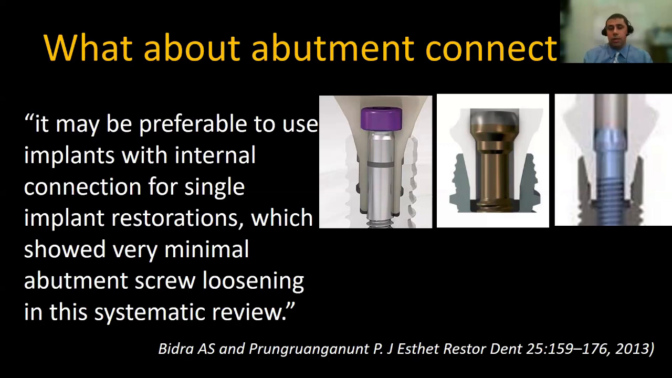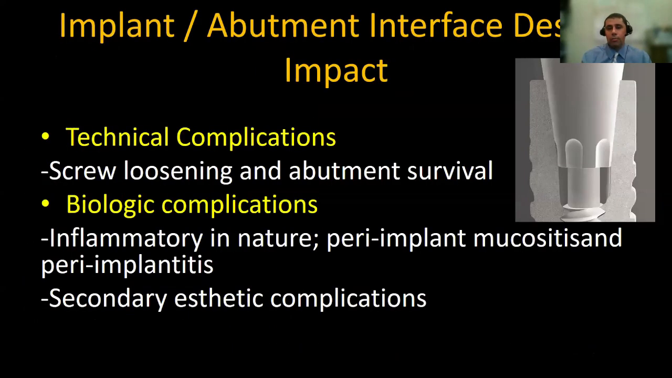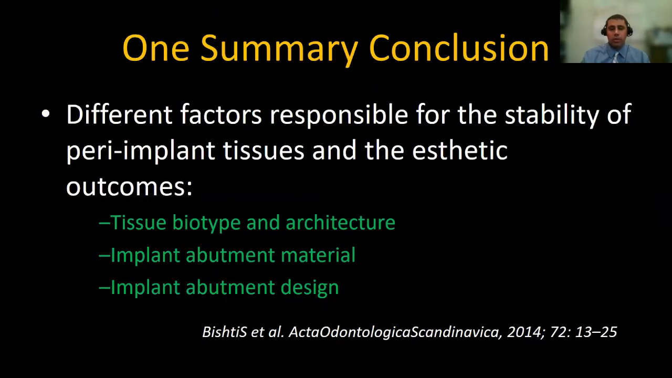Also, something to consider would be the platform switching of those abutments, moving the implant abutment interface away from the bone. So if there is any micromotion or leakage of flora or bacteria around the implant connection, it stays away from the bone, resulting in less soft tissue inflammation and bone loss over time. But again, with the implant abutment interface and the connections, the technical complications with screw loosening and abutment survival are better, and the biological complications, which are inflammatory in nature, result in less peri-implant mucositis and peri-implantitis long-term, as we discussed.